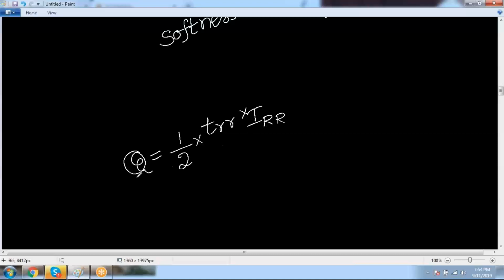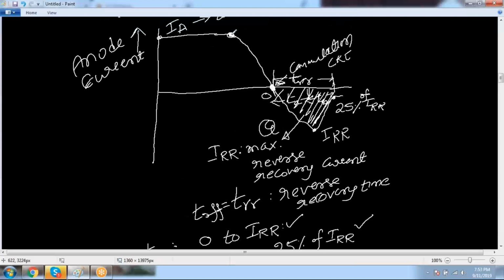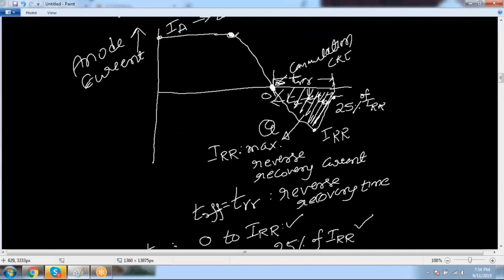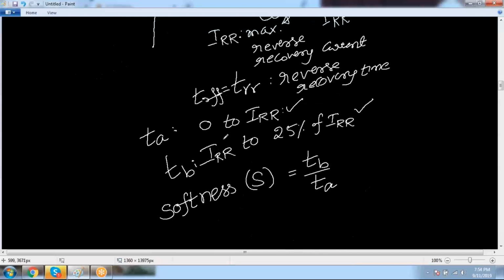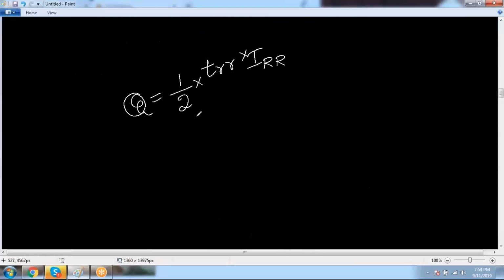Okay. Now, apart from this, there are some questions. How can you bring this to zero level, up to IRR, the maximum reverse recovery current? It is a straight line. Whenever it is a straight line, the slope can be indicated by d by dt of the function. What is the function? It is a current function because it is the anode current.